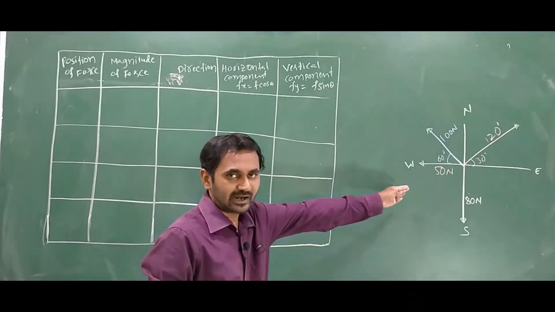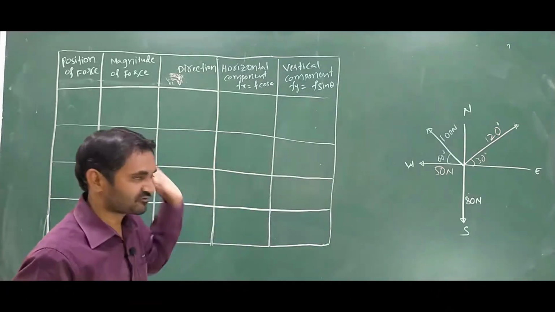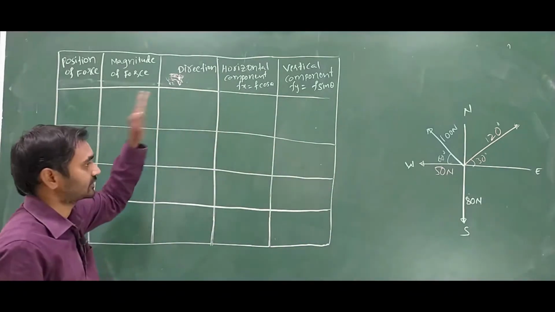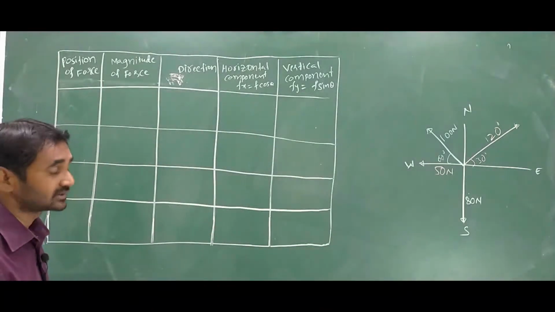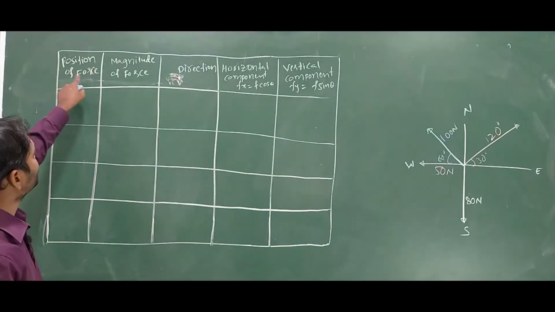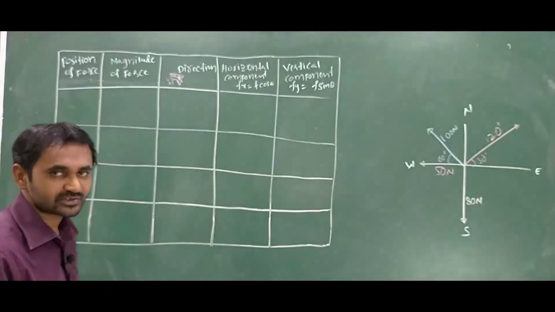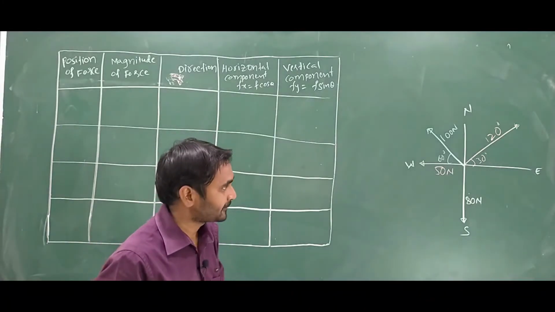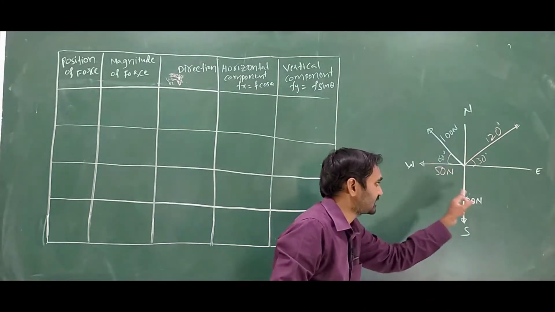By this tabular column you can solve the problem very easily. These are our conditions. By the question I have drawn this figure and this tabular column has to be solved. So let's solve this. Position of force, in the sense in which coordinate the force should be: the first, second, third or fourth.